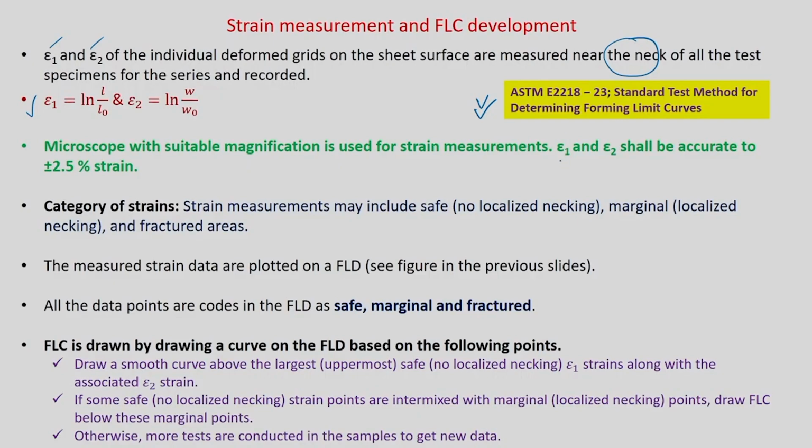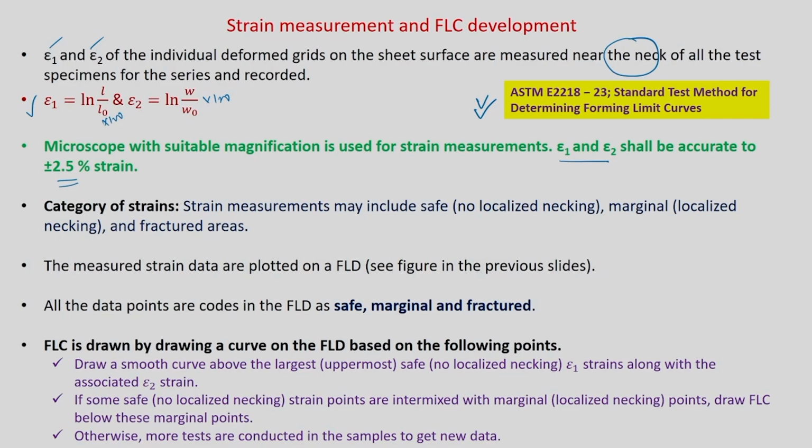It is also said in the ASTM standard that epsilon 1 and 2 shall be accurate to about 2.5% strain. If you multiply by 100, it will be in percentage. So we have to have an accuracy of plus or minus 2.5% strain. That's what is mentioned in the ASTM standards.